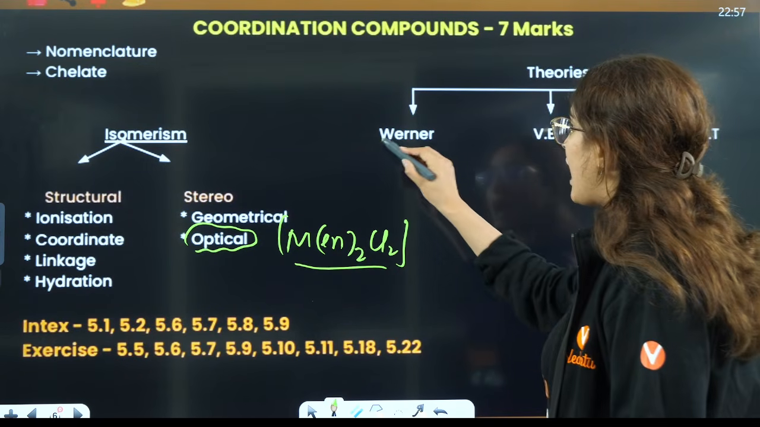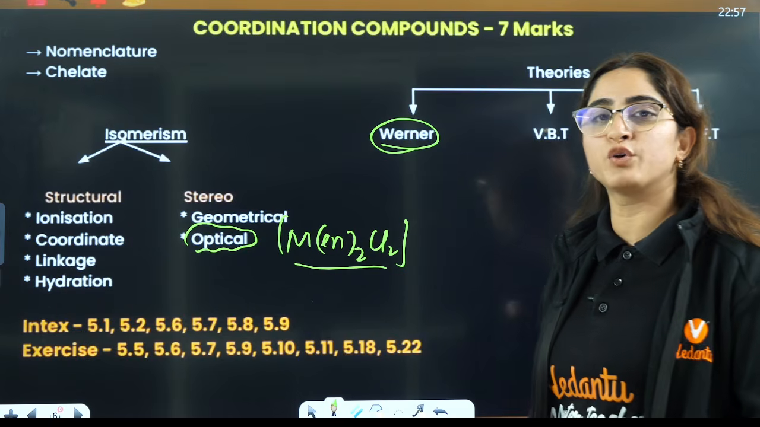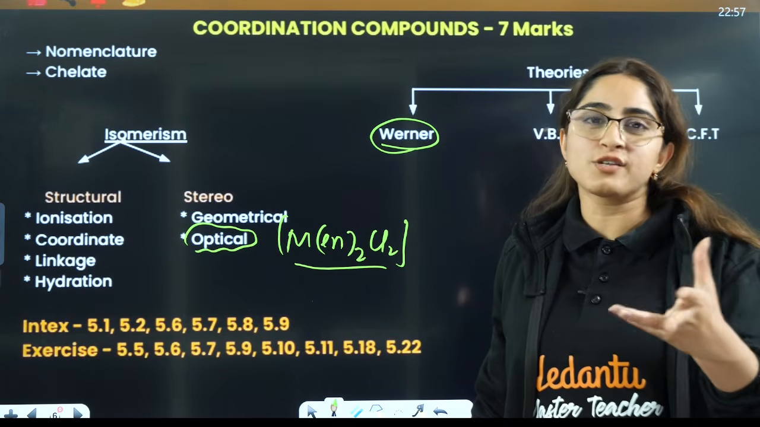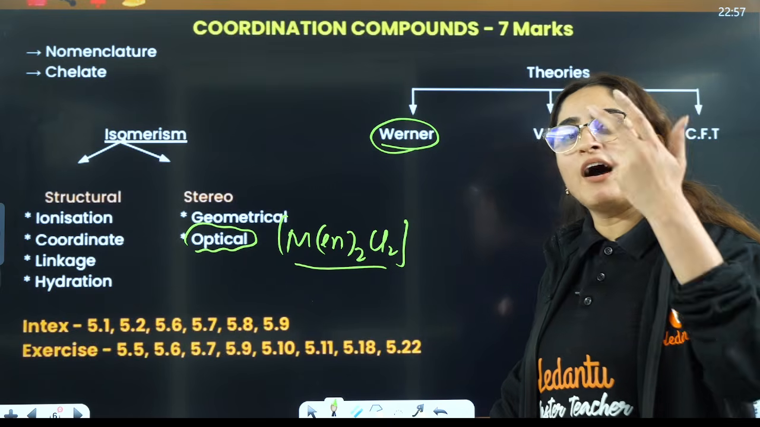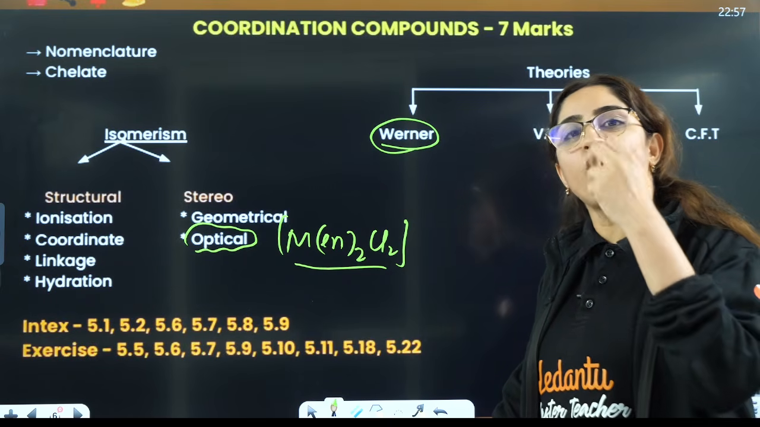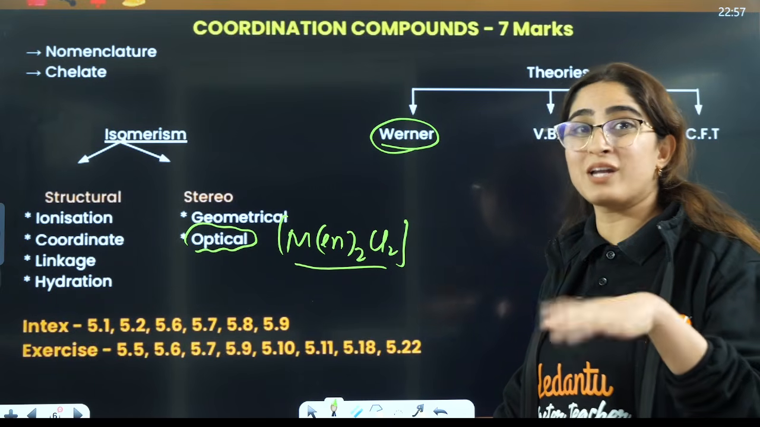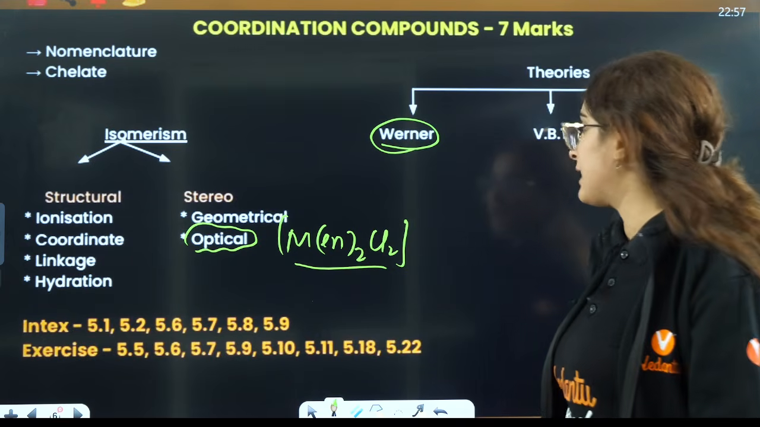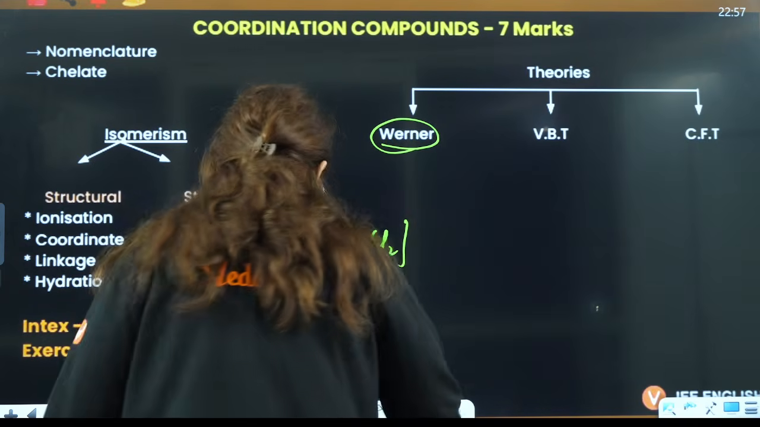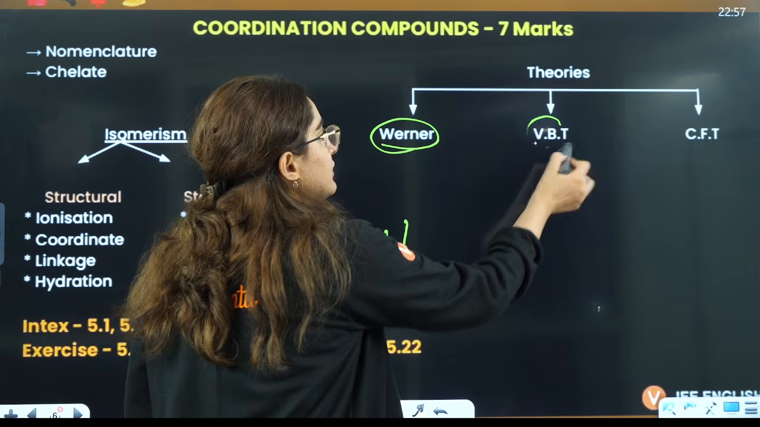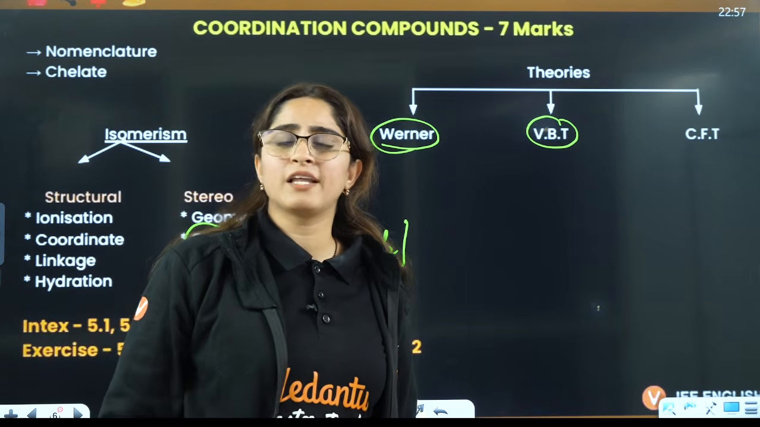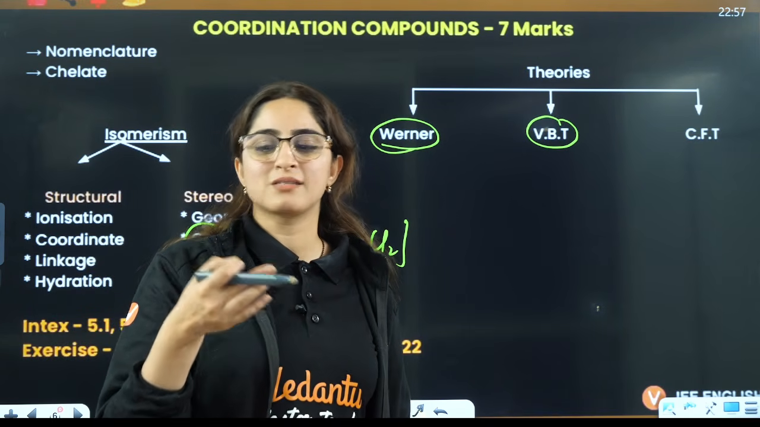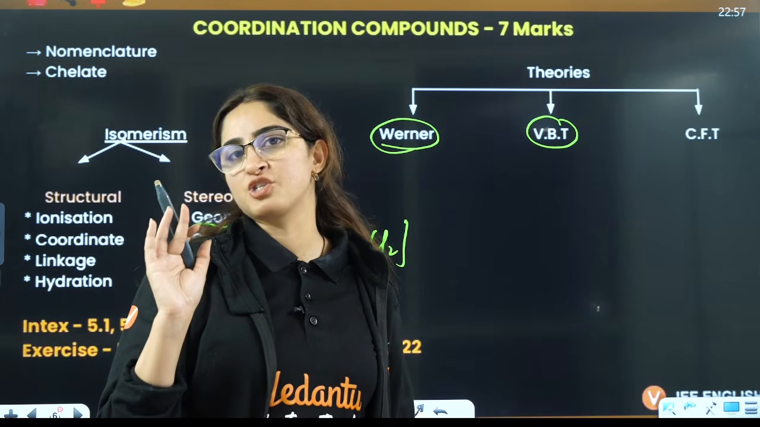Then regarding theory, Werner's theory, they will give you that this ion is outside. What is the formula of this ion? With AgNO3, only one AgCl is formed. What is the formula? How many ions are there? What is the conductivity? Okay, regarding that. Then there is VBT. Then there is CFT. With VBT, the same kind of question, they will give you a complex and ask you what is the magnetic moment and hybridization, right?